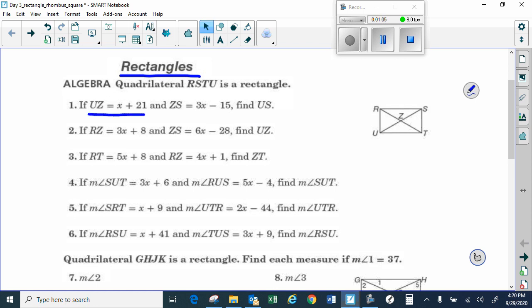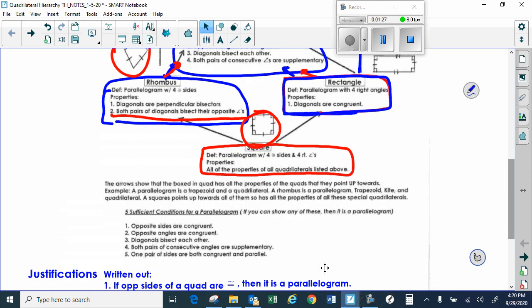UZ, we'll just do number one here. And ZS. UZ and ZS. What do you know about that? Since it is a parallelogram, not only do you know that they bisect each other, but also, going back on my theorem here, I mean not isosceles, but rectangle, the diagonals are congruent. Notice diagonals, I use both. They're the same length.